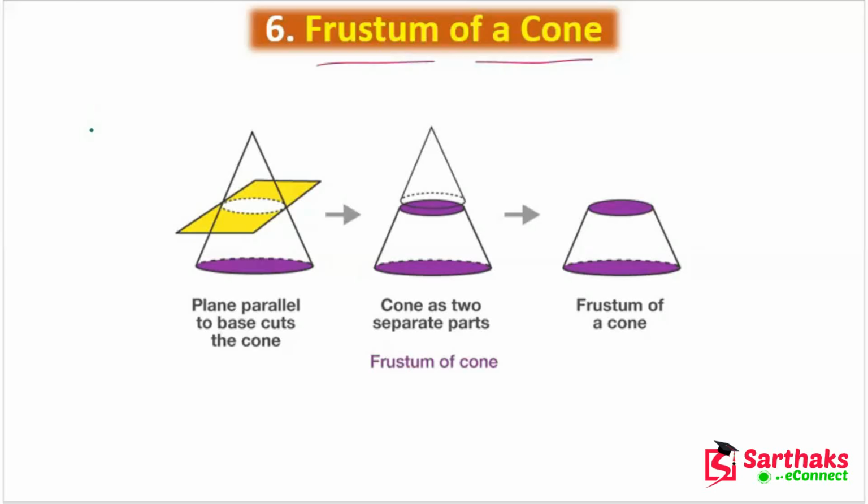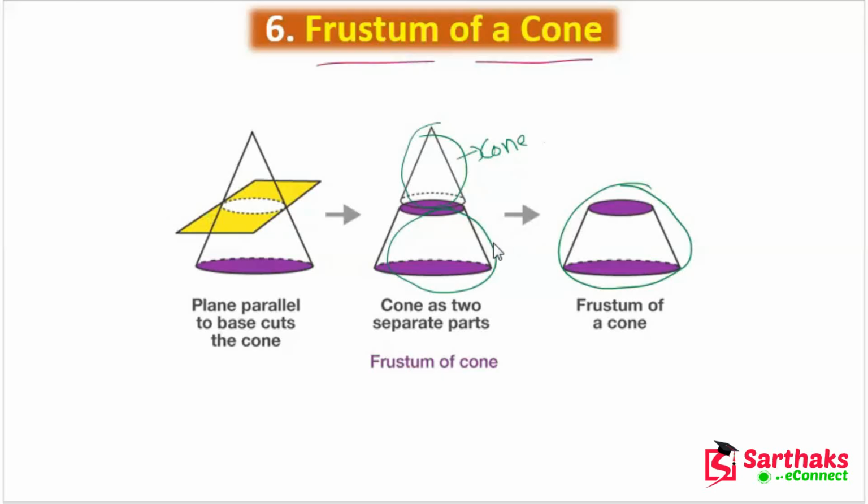As you can see in the figure, we have a cone like this and we are cutting the cone with a plane, and it has two parts. This is the upper part and this is the lower part. The upper part remains the same in shape as the cone. But the bottom part makes a frustum like this. I hope you understand this.